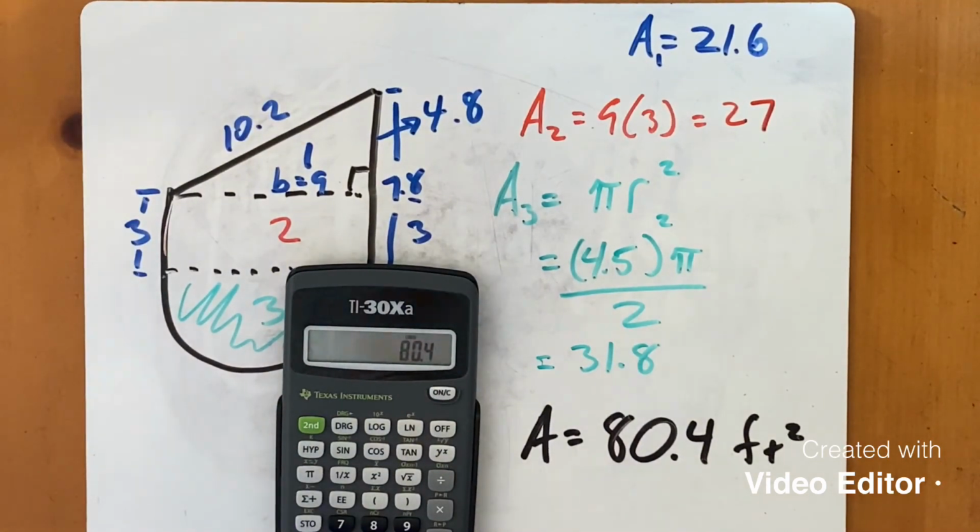All right, so there are 2 examples of adding simple shapes together to make one composite figure. We'll stop there for today. Tomorrow, we'll take a look at a couple of examples on how to subtract simple figures from each other to come up with the area of composite shapes.